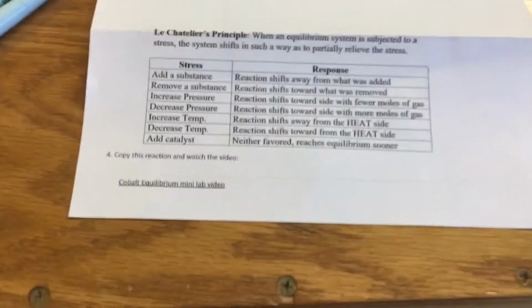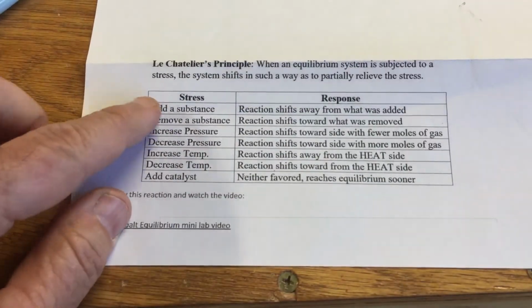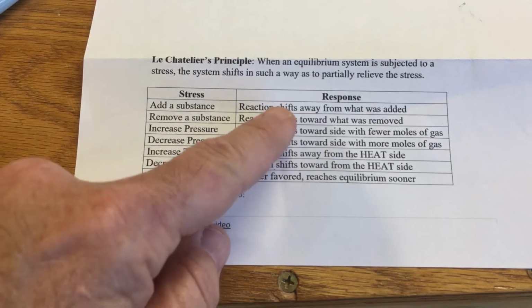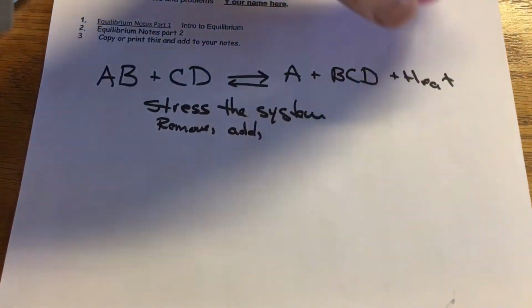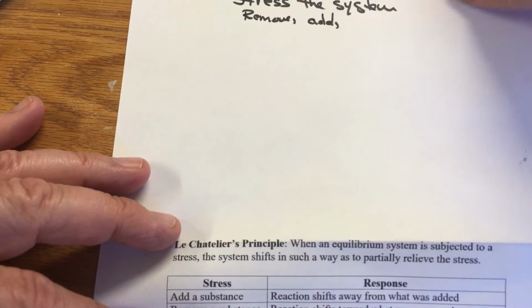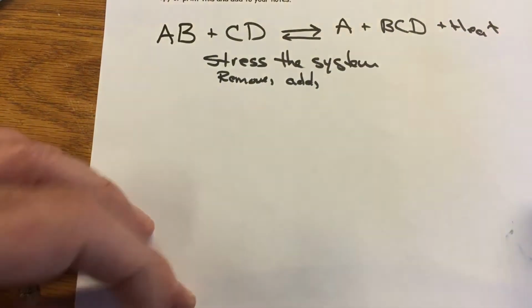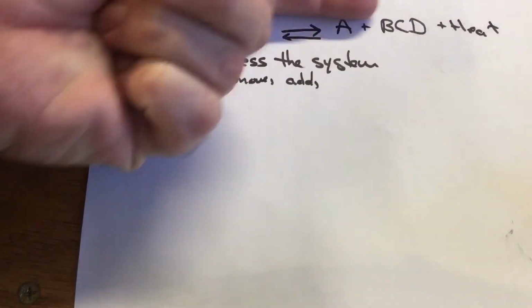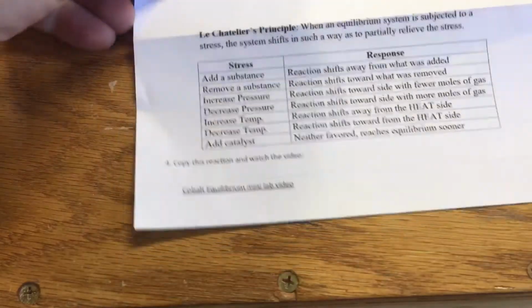But you can print this up. If you add a substance, the reaction shifts away from where you added. So that was like over here. We add heat, equilibrium shifts away from it. Remove a substance. We've got our heat going. We take away heat. Now it's like we've got a hole in this reaction, and things are going to want to flow this way to the right to fill it in.